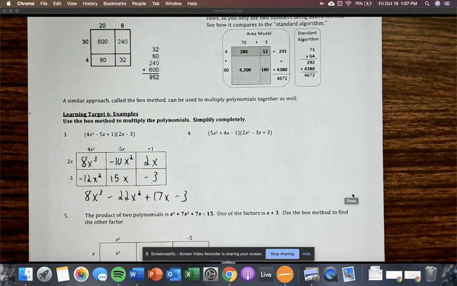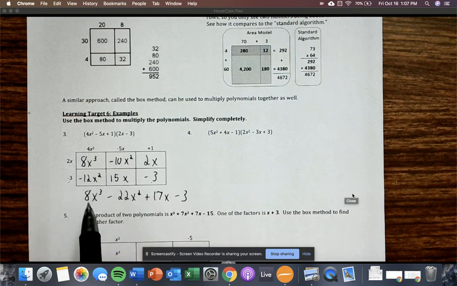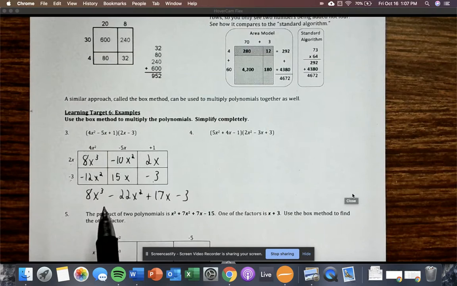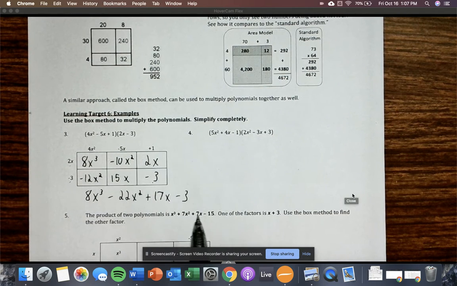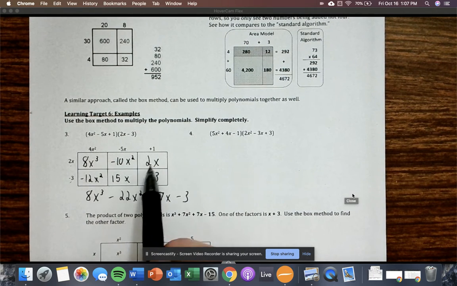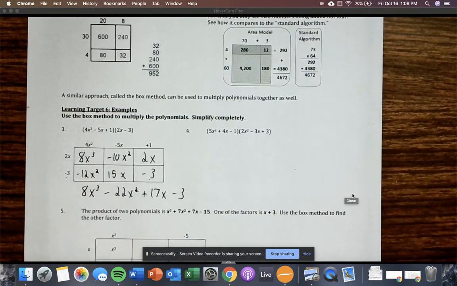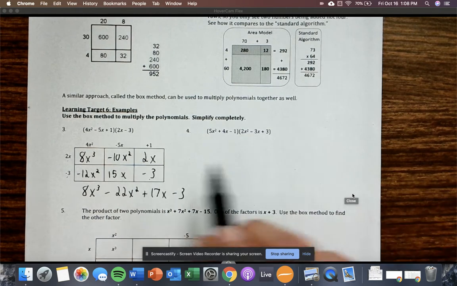A couple things to know. This 8x cubed, that's our term with the biggest power. It's always going to be in this top left corner. The number with the biggest power is always going to be in the top left corner. And it's kind of the same thing with the bottom right corner. That's always going to be our term with either no variable or the variable with the smallest power. Another thing to know, the diagonals are always going to have your like terms. And this will be really clear in the next problem we're going to do too. All of these little tips are going to help you, especially when we start dividing with these. Okay, so let's look at number 4.